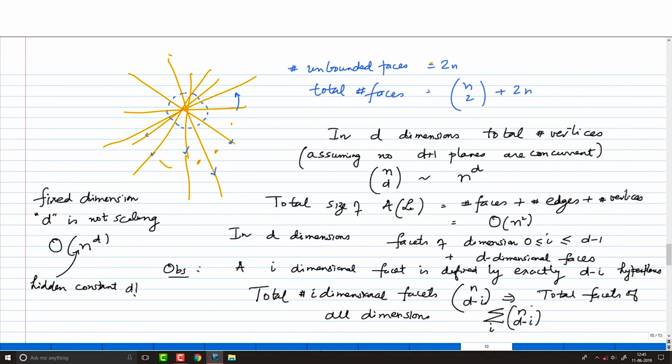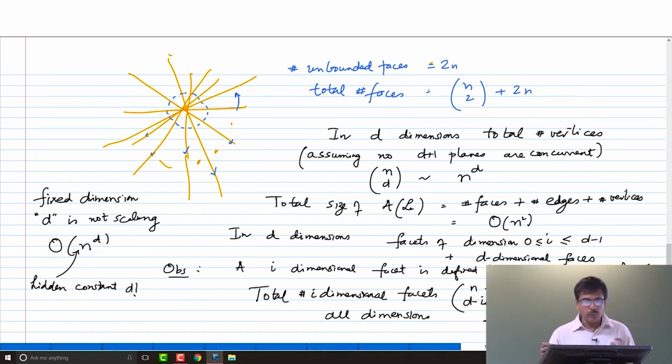So even in the case of arrangements in higher dimensions, n to the power d actually has a leading constant which is quite large, but we suppress it. We just say that it is big O of n to the power d. So this is basically about the arrangement structure that we have, whether in 2 dimensions or d dimensions. This is the size of the structure, which is basically all sorts of facets and faces.